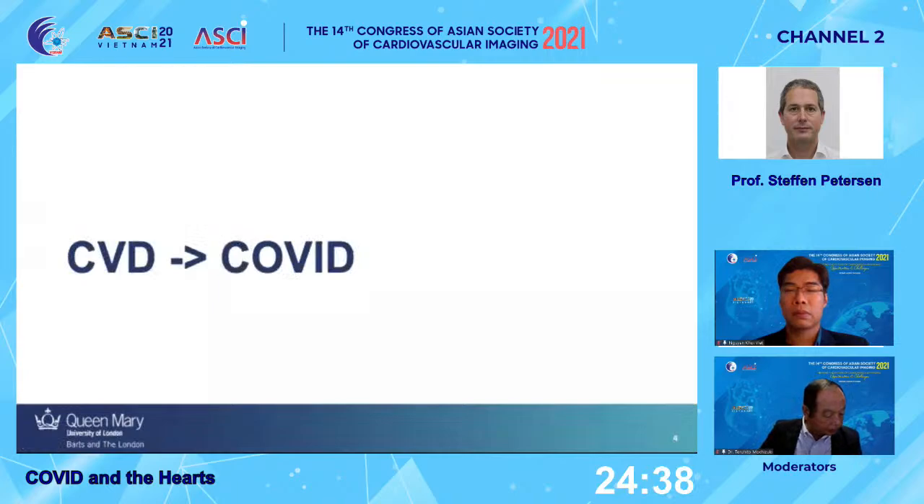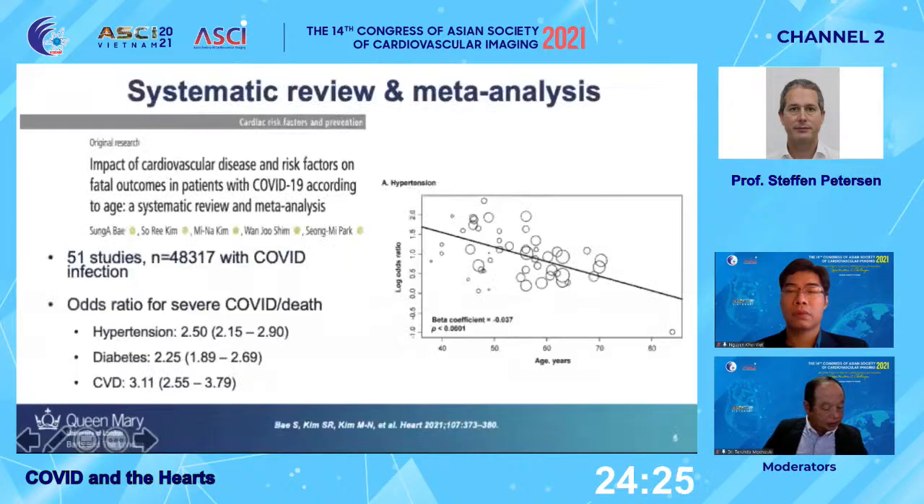Strong evidence emerged at early stages of a pandemic that individuals with cardiovascular disease and cardiovascular risk factors have higher risk of getting severe COVID-19. This systematic review and meta-analysis by Bay and colleagues confirmed what clinicians were seeing. Based on 51 studies with over 48,000 COVID patients, there was clear signal that hypertension, diabetes, and cardiovascular disease lead to higher odds of severe COVID or death.